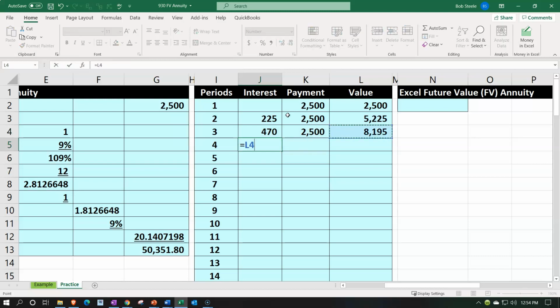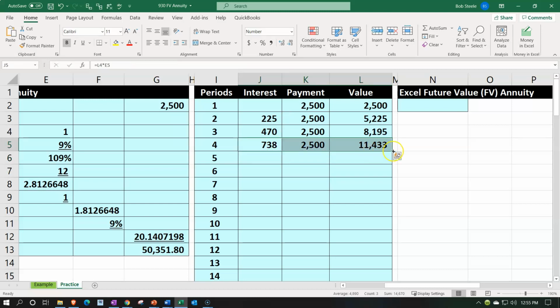This is going to be the 8,195 about times the 9%. Then we have the same 2,500 we're going to be putting in once again. And we have the value of last time plus this time, SUM brackets, the 738 plus the 2,500, closing up the brackets and enter. Let's try a good old autofill down one cell at a time and see if there's any problems with it, which there will be. Then we'll fix those problems and then autofill.